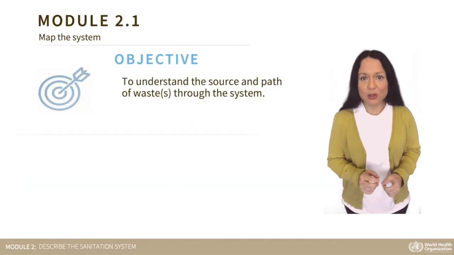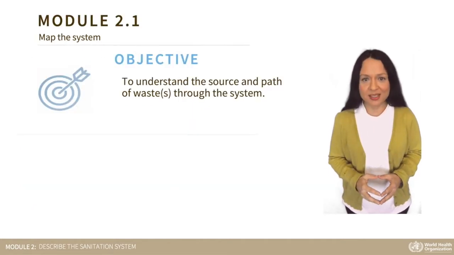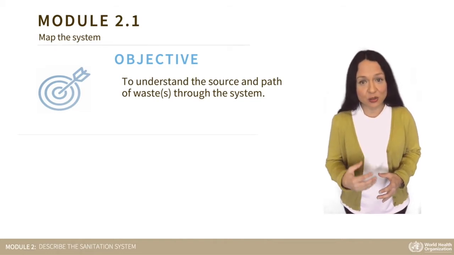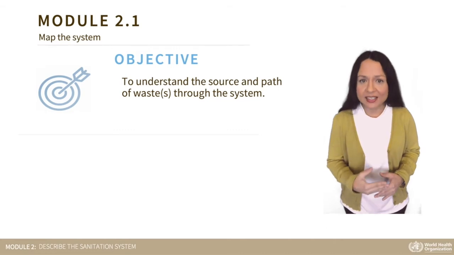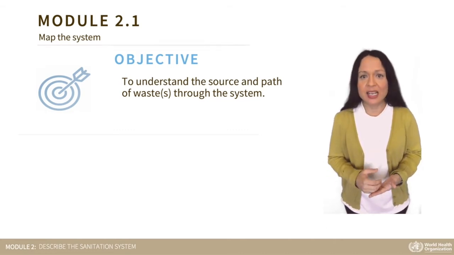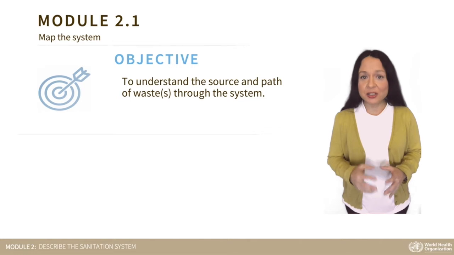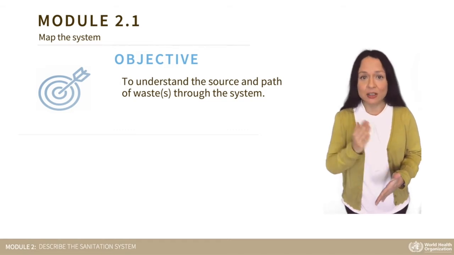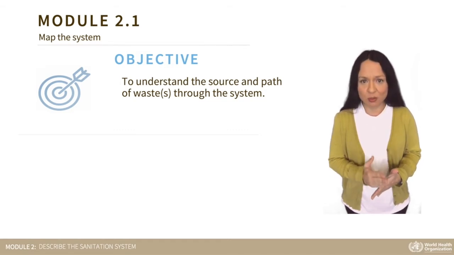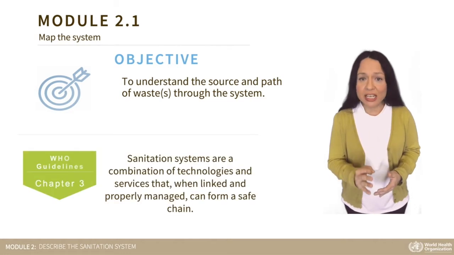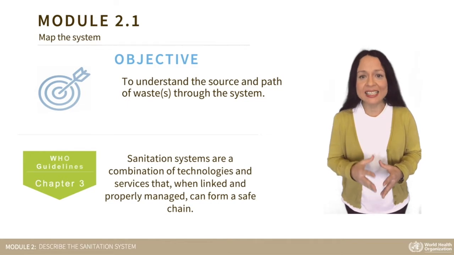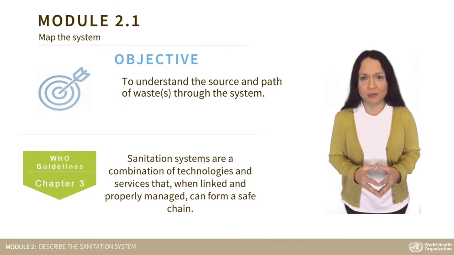Let's start with Module 2.1, Map the System. The aim of this module is to understand the source and path of the waste through the system. Each element of the sanitation chain needs to be considered, from toilet, containment, storage, treatment, conveyance, treatment, and end-use disposal. Chapter 3 of the 2018 WHO Guidelines offers a detailed description of safe sanitation systems.